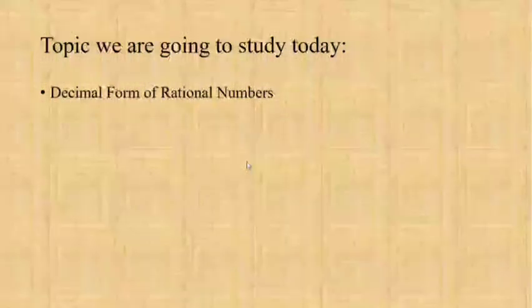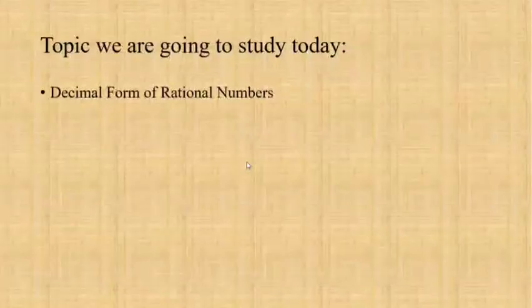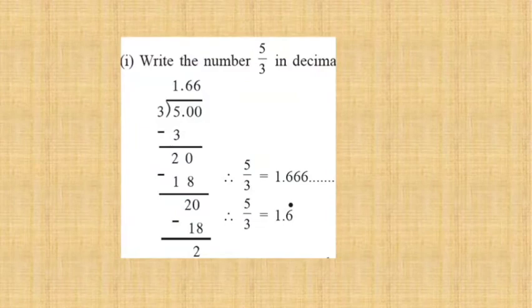Students, let's start with today's content. Our today's topic is decimal form of a rational number. Let's consider a first example. Write the number 5 upon 3 in the form of decimal.